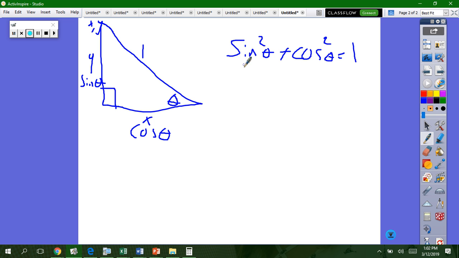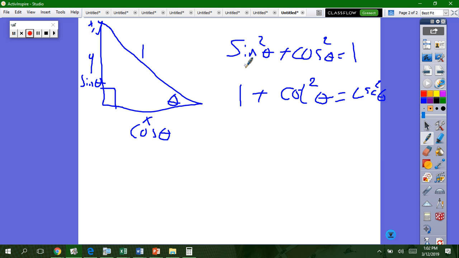Well, some other Pythagorean identities come from this. I'm going to go ahead and divide everything here by sine squared. What's sine squared divided by sine squared? 1. What's cosine squared divided by sine squared? Cotangent squared. And what's 1 divided by sine squared? 1 divided by sine squared is cosecant squared. Anybody have a question on how I found those?